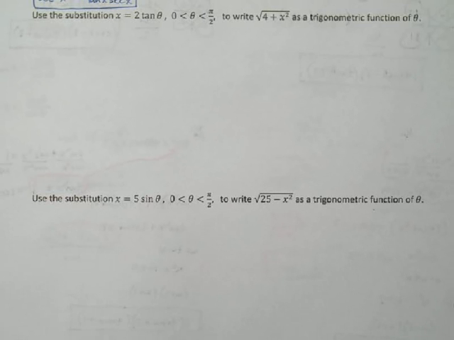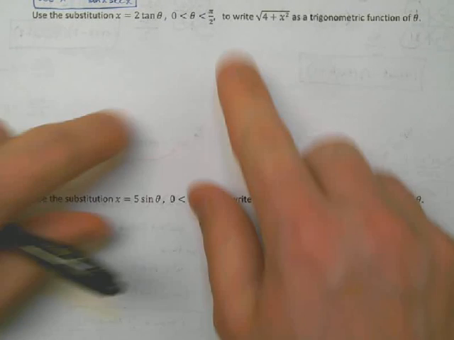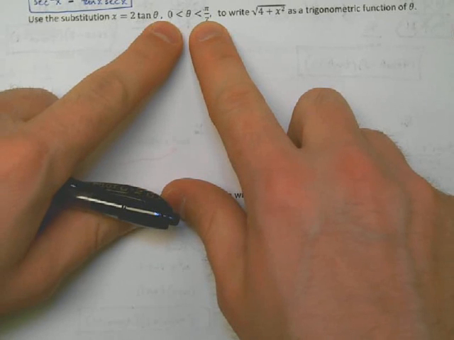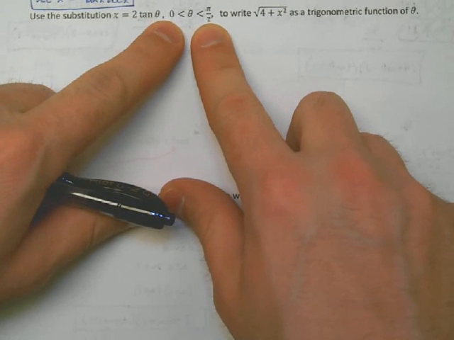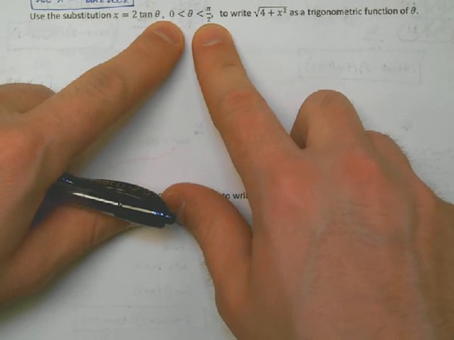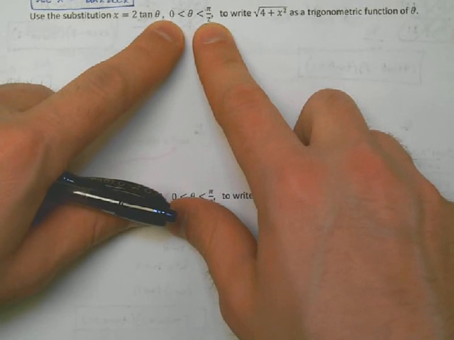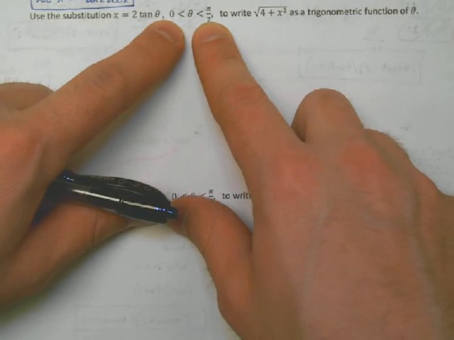So use the substitution for a triangle in the first quadrant to rewrite this 4 plus x squared as a function of theta. So in other words, right now, I have 4 plus x squared, that's as a function of x. I want to write it as a function of theta instead. I'm going to show you two ways to do this. I'm going to show you what it really means. And then down here in the second example, I'm going to show you the quick way to do it.